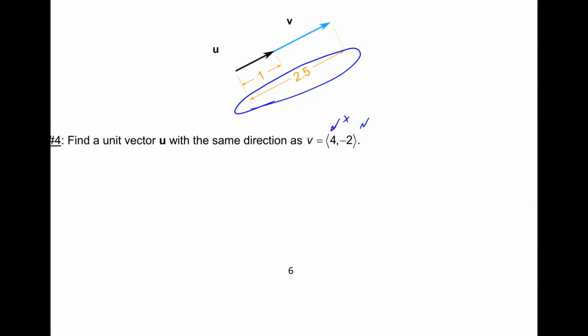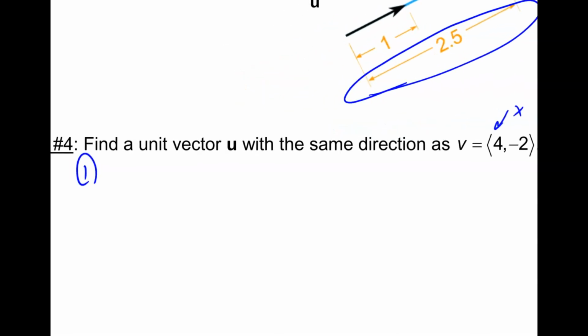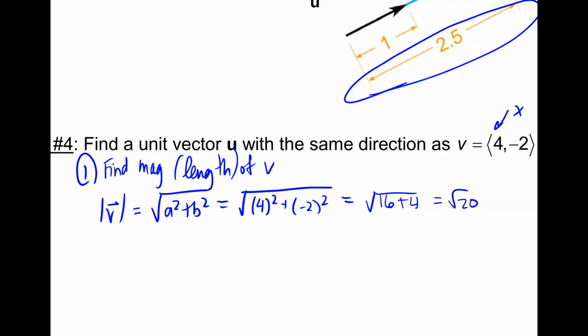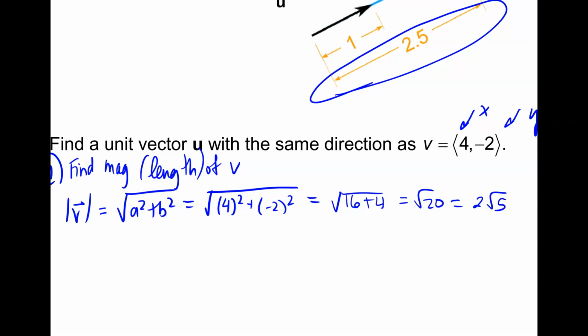So this is my x, this is my y. So first step, I want to find the magnitude, the length of v. In order to find the magnitude of my vector v, I just do a squared plus b squared, the square root, because this is the Pythagorean theorem. So also the square root of x squared plus y squared. So this is going to be the square root of 4 squared plus negative 2 squared. That's going to be the square root of 16 plus 4, so that's just the square root of 20. And you can simplify this and say 2 root 5.